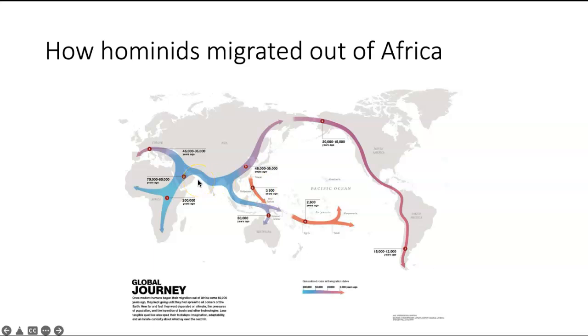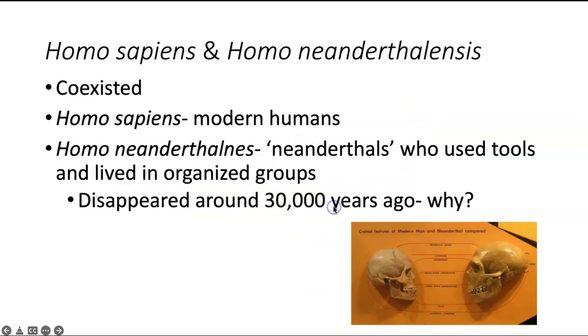This shows how hominids migrated out of Africa, expanding from East Africa to other places like Europe, South America, and the Pacific Islands. So this is the generalized idea of how they migrated and spread across the world.